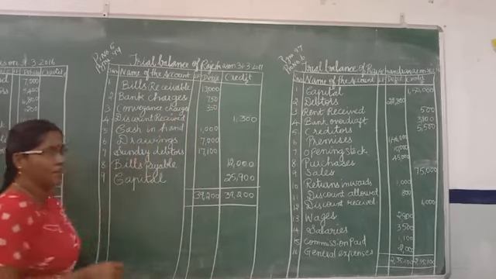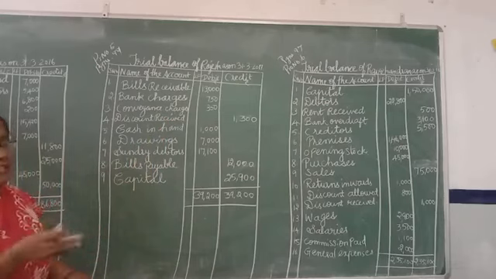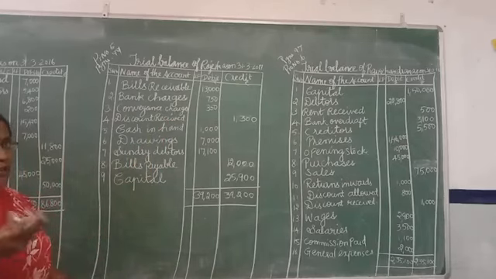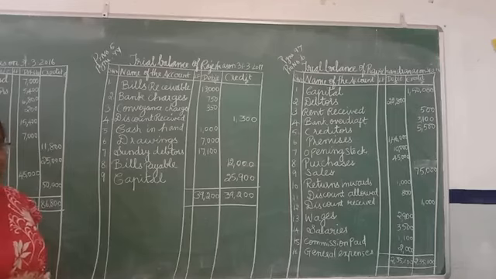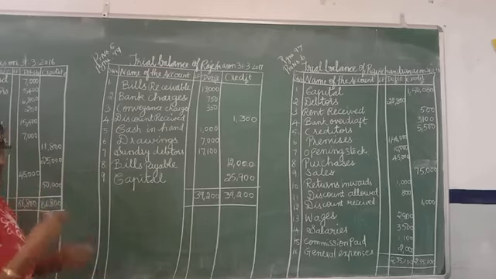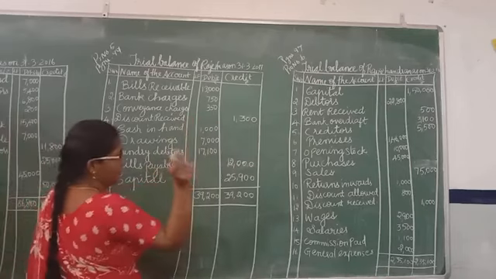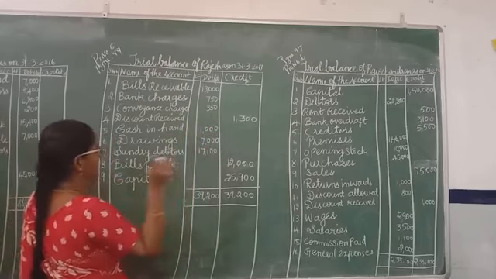Conveyance charges. Conveyance means what? Traveling charges. We are going to the auditor's office or from the office to some other sales tax office. So these are all the things. Conveyance, traveling charges, we call it conveyance. So that is also an expense, so we are writing it on the debit side.